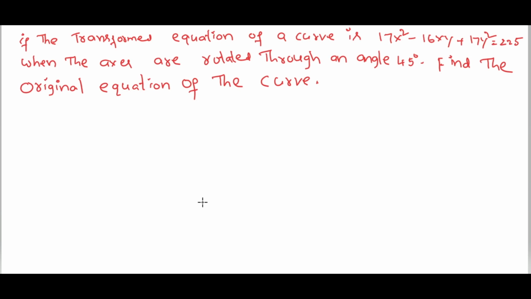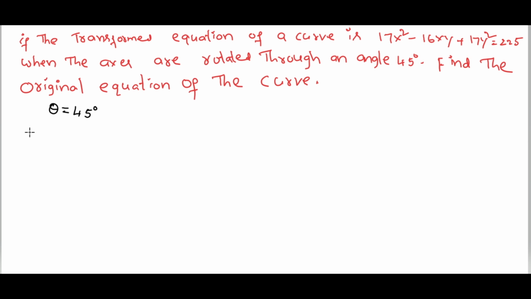Next problem. If the transformed equation of the curve is 17x square minus 16xy plus 17y square is equal to 225, when the axes are rotated through an angle 45 degrees, then find the original equation of the curve. Here it is given axes are rotated through an angle 45 degrees, that is theta is equal to 45 degrees. Now we find the original equation of the curve.